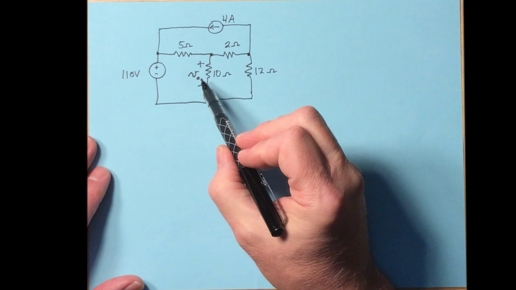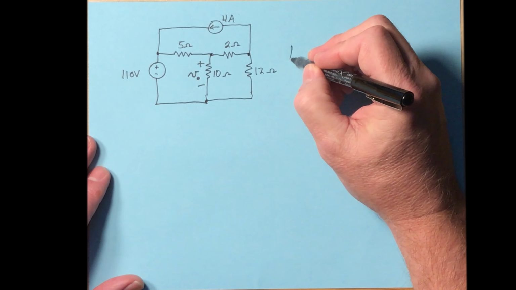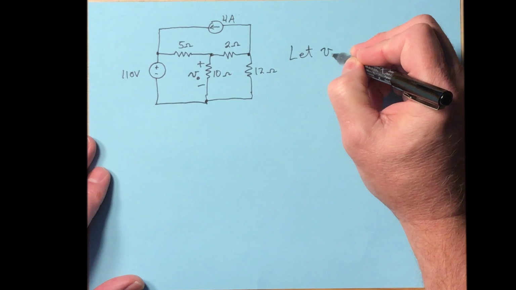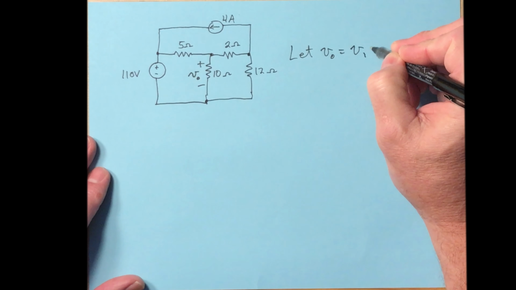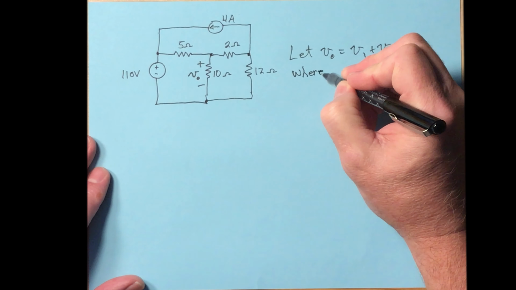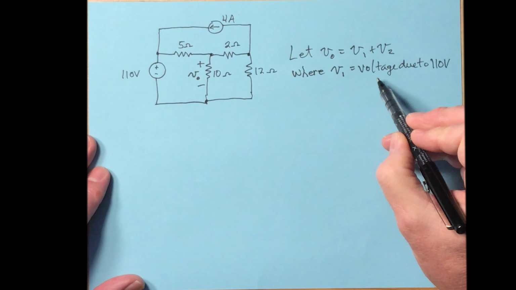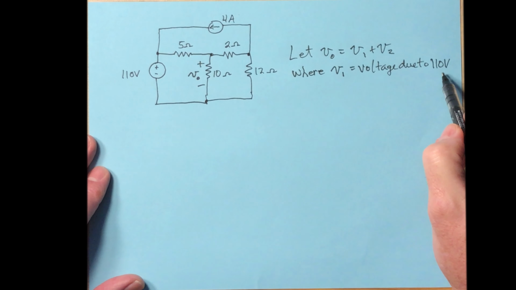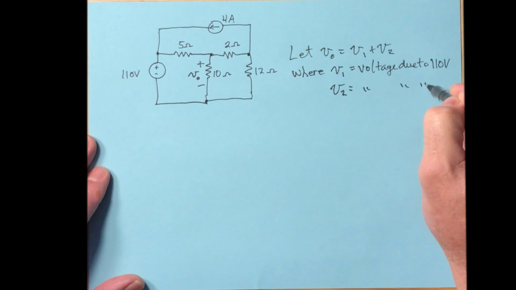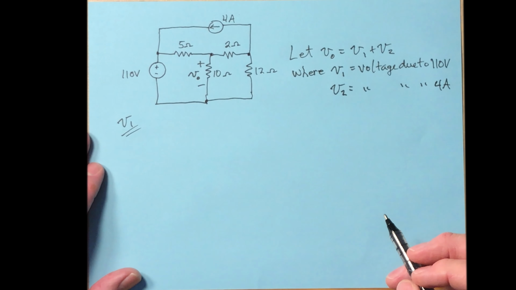What we want to do is find V0 using superposition. So let's let V0 equal V1 plus V2, where V1 is the voltage due to the 110 volt source, and V2 is the voltage due to the 4 amp source. All right, let's go for V1 first. So we're trying to solve for V1.